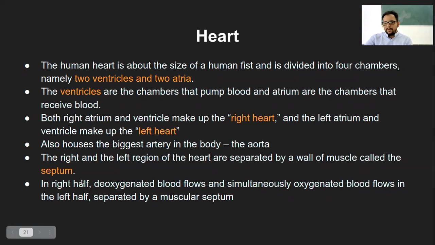Yeah, and then the septum, of course, we spoke about. Now in the right half, that is the right heart, the deoxygenated blood flows, and simultaneously the oxygenated blood flows on the left side. Both the right and left sides are separated by a muscular septum, so that they don't get mixed. Oxygenated and deoxygenated blood stay separate, and the reason is the presence of the septum.